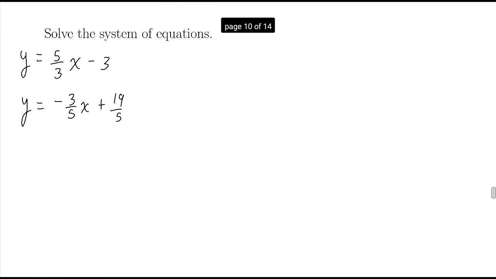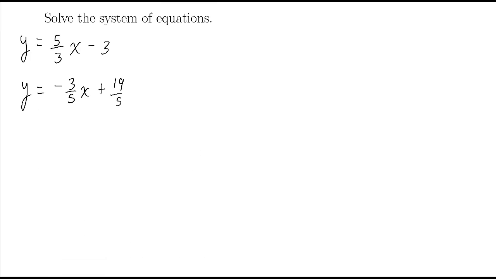Now to solve the system here, I need to recognize the fact that I'm looking for a point, in other words, a common x and y value. If we're assuming that they're sharing a y value, then we can just set the two equations equal to each other and go from there. If I set the two equations equal to each other, I have one equation with a single variable, x, that I'm looking for.